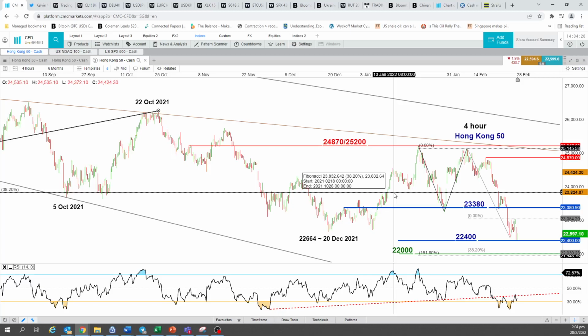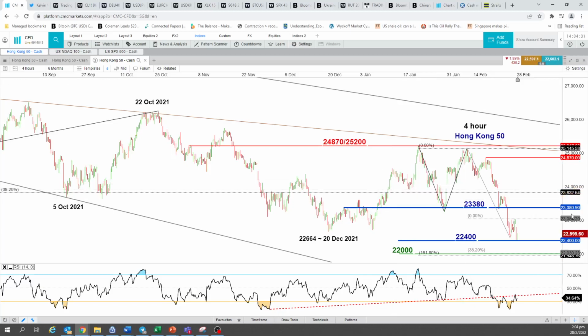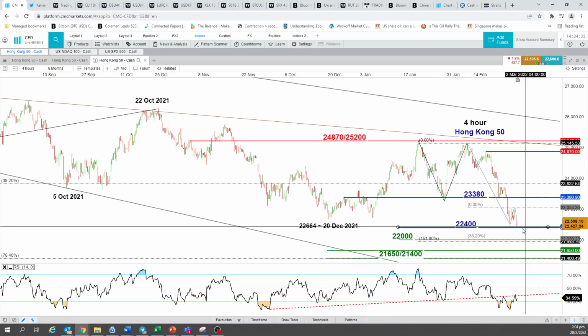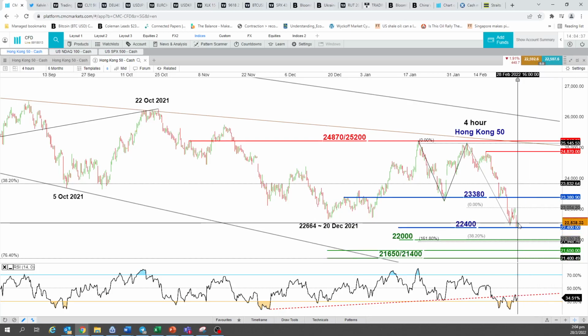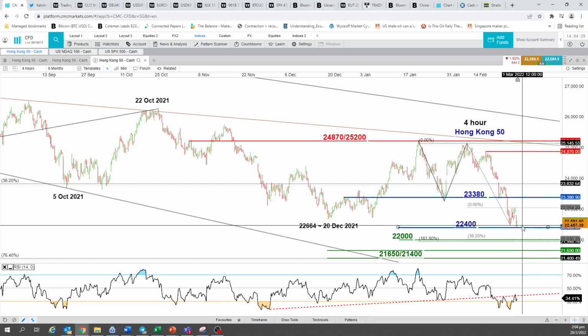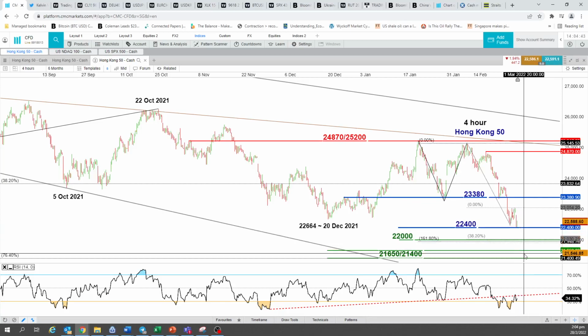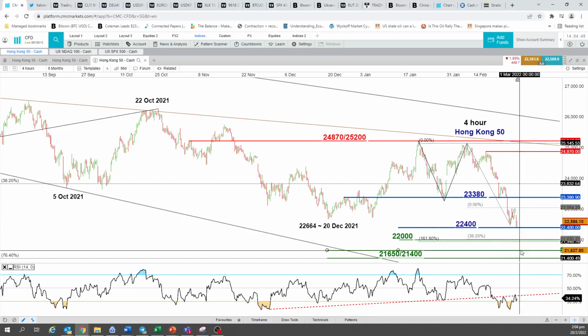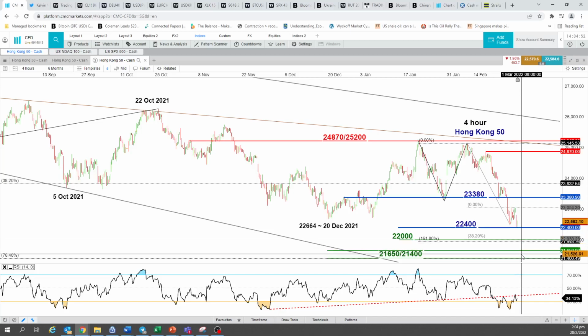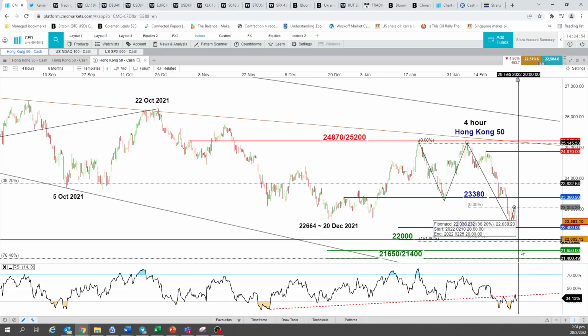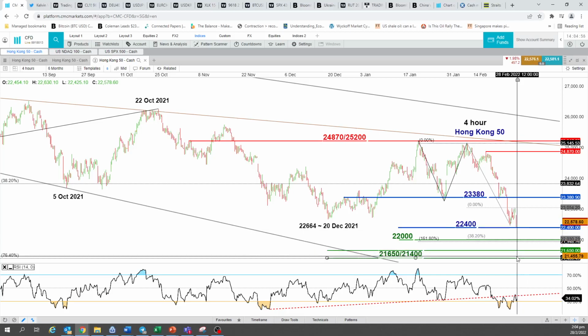Okay, so we have a neutral stance for the Hong Kong 50 index. But if we start to have a 4 hour close below 22,400, then we could validate a further down move towards 22,200, then thereafter towards 21,650 slash 21,400 level. So this is the maximum downside that I could validate with the break of 22,400, but I cannot validate beyond 22,400.